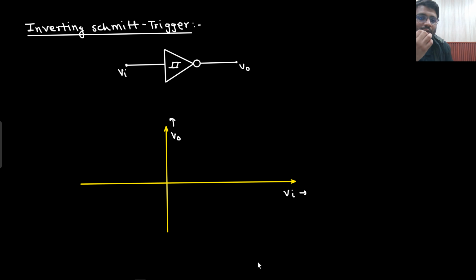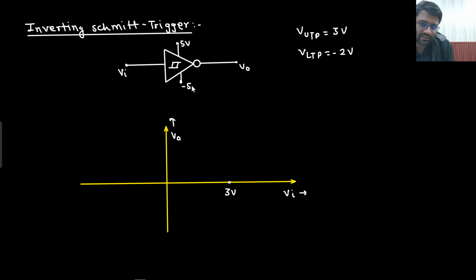So what is the meaning of inverting symmetric trigger? Again, my upper threshold voltage is 3 volt and lower threshold voltage is minus 2 volt. What is the name here? Inverting. So what will happen? If my input is high, my output will be low. Let's say with respect to high output, I am getting plus 5 volt, and with respect to low output, I am getting minus 5 volt.